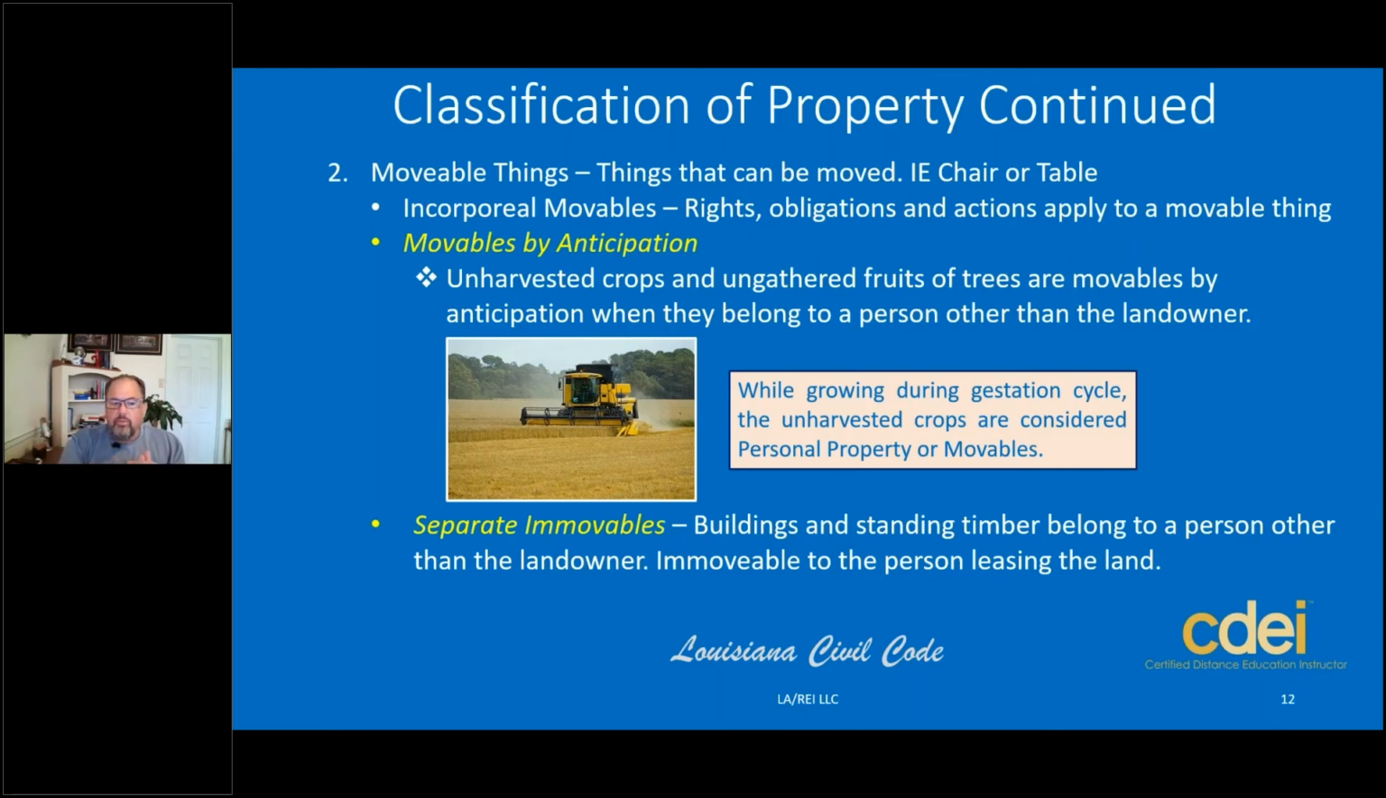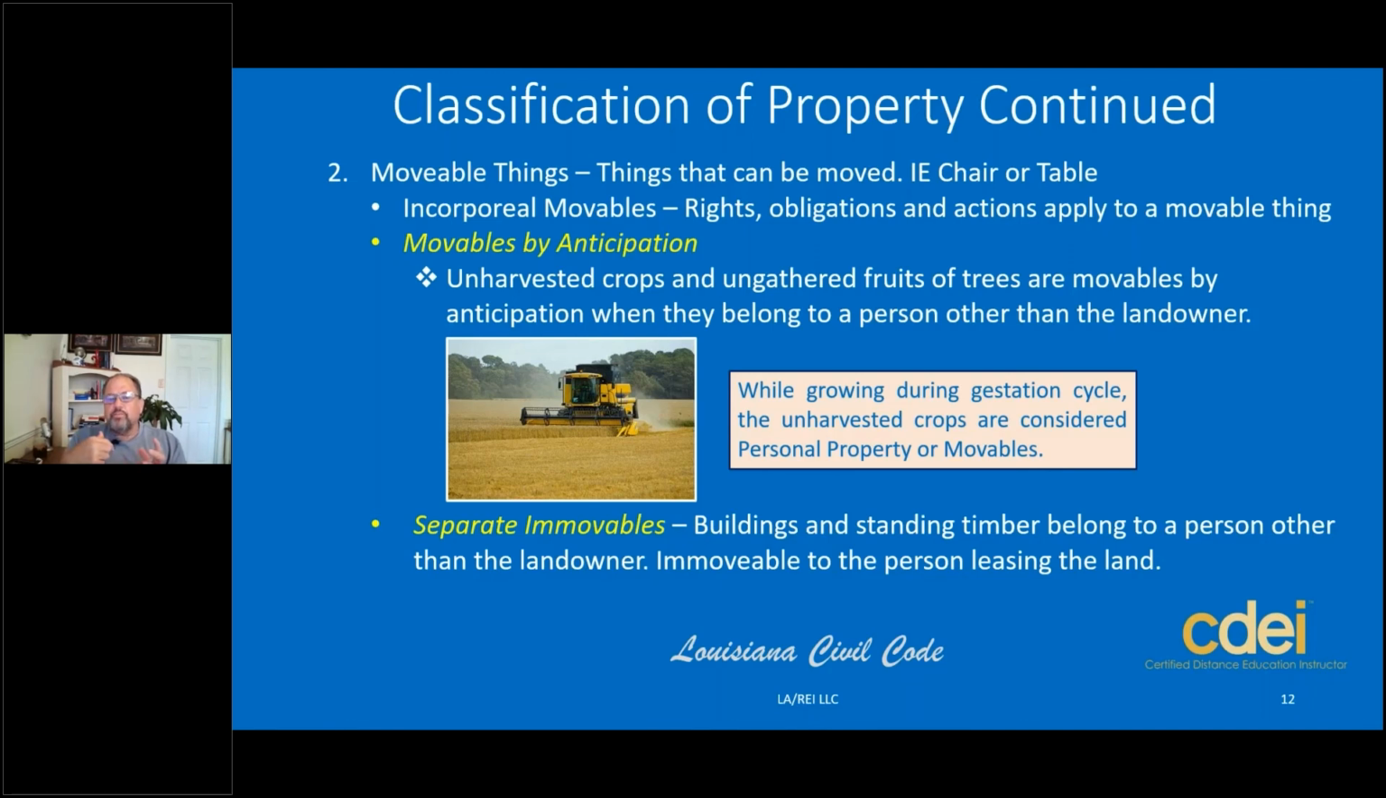Now, the other term you want to look at is separate immovables. Okay, separate immovables. Separate immovables are buildings or standing timber. Remember, standing timber you don't harvest in 1 year. That takes 25 years to grow before it can be harvested. So they consider that a separate immovable.